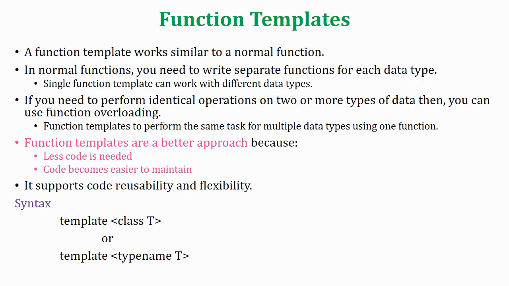If you need to perform an identical operation on two or more types of data, then you can use function overloading. But in the function template, we perform the same task for multiple data types using only one function. The function templates are a better approach because less code is needed and code becomes easier to maintain. It supports code reusability and flexibility. So the syntax is template within the angle brackets class T, or template within the angle brackets typename T.